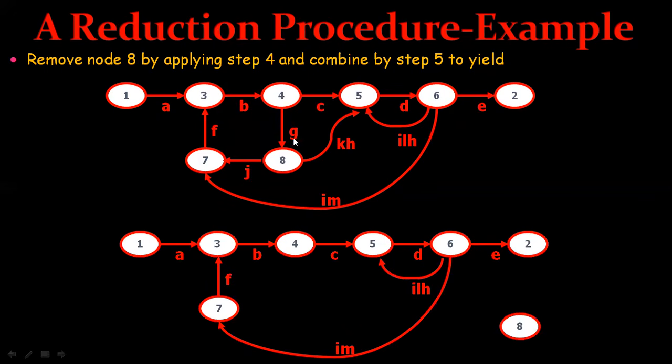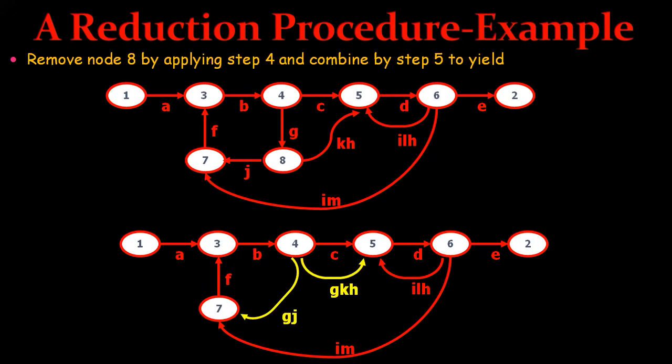So it will be G first, so it will be GKH. And again, I am going from G to 8, 4 to 8, and from 8 to 7. So it will be first GH. So GH, GJ, GKH. So these are the two routes. So from 4 to 5, there will be a link, GKH, and from 4 to 7, there will be a link, that is GJ.